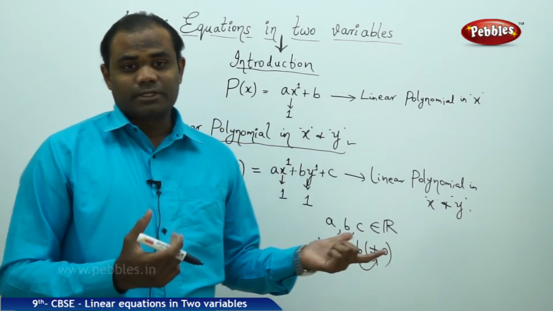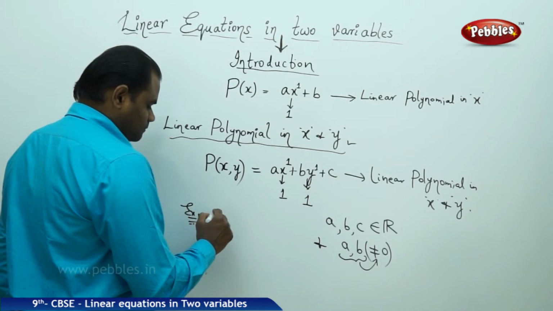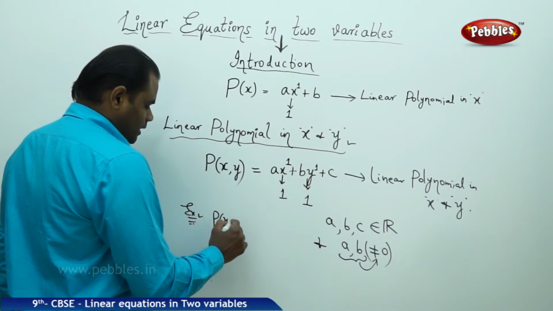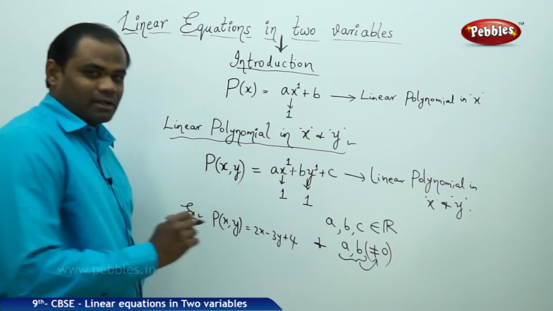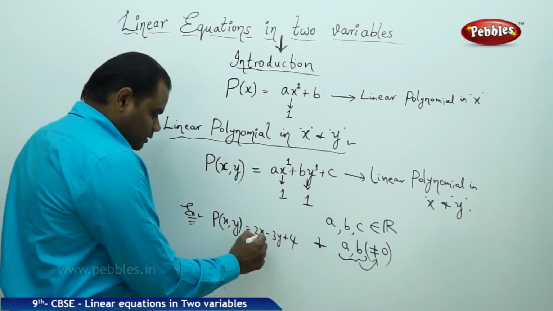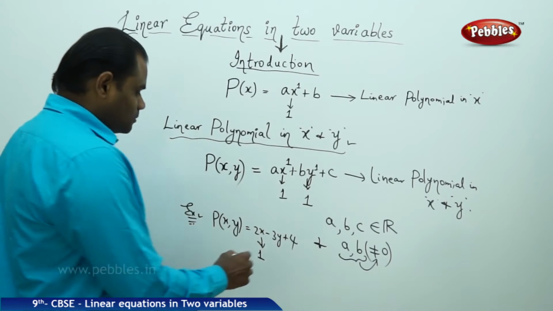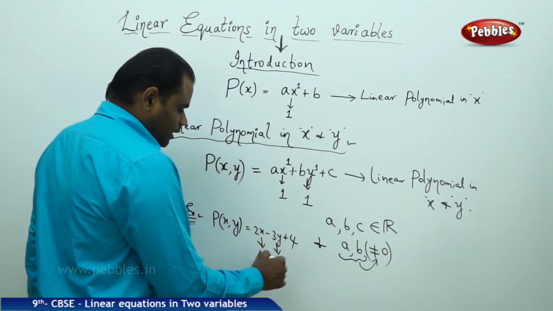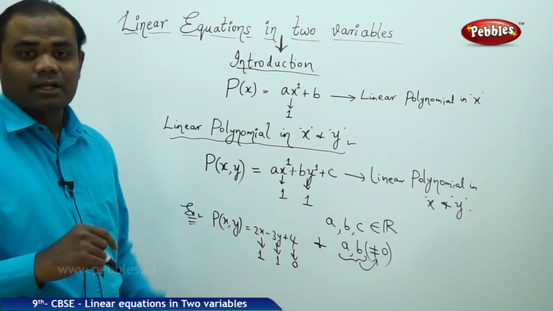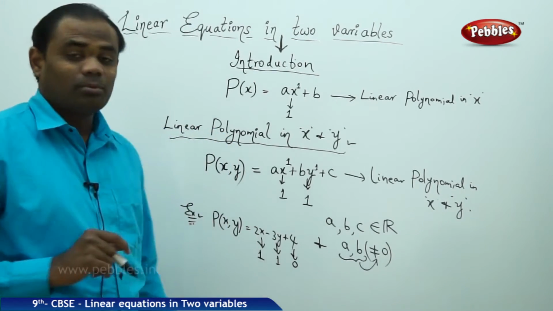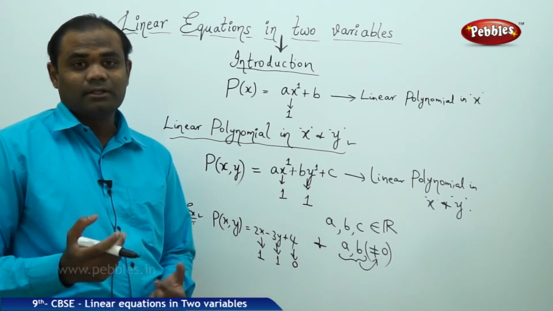Any example we can take for this would be, say for example, I have p of x y is 2x minus 3y plus 4. Then this is clearly with the first term being with degree 1, and coming to the second term, its degree also being 1, and of course the constant having degree 0. The highest degree for x and y is 1, and therefore this is a linear polynomial in x and y. That is how we define the linear polynomial.